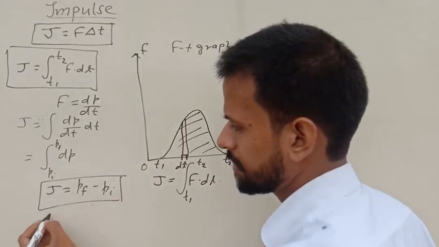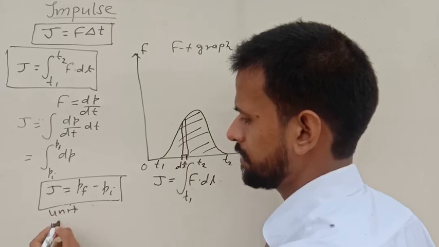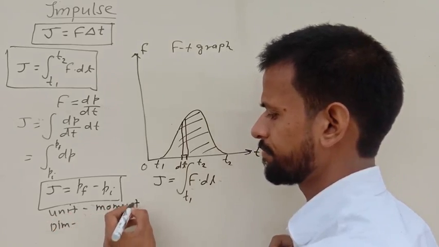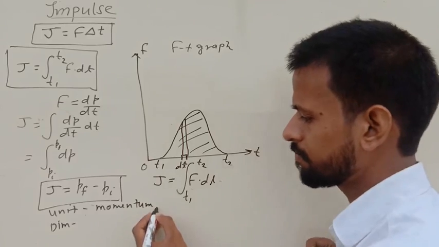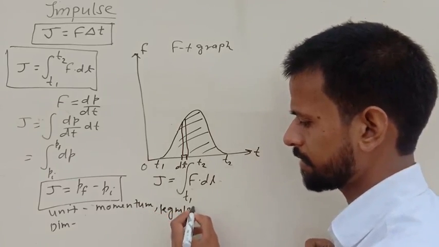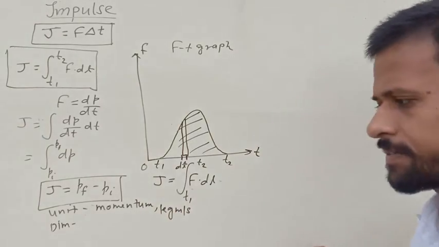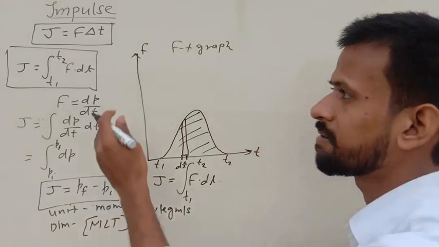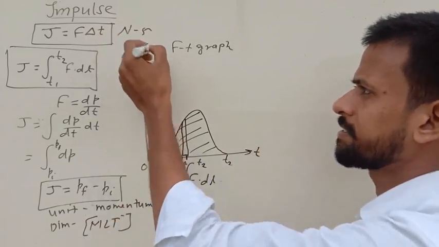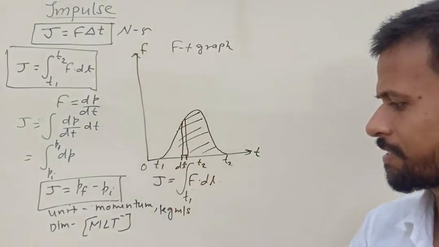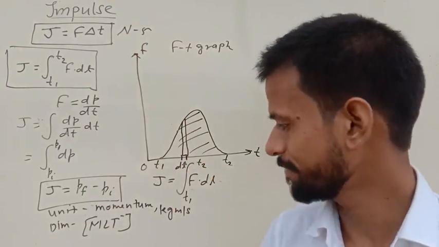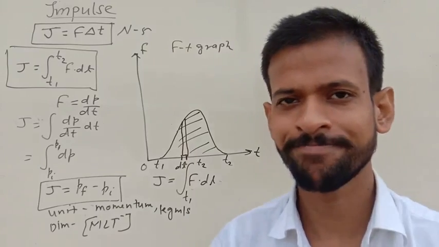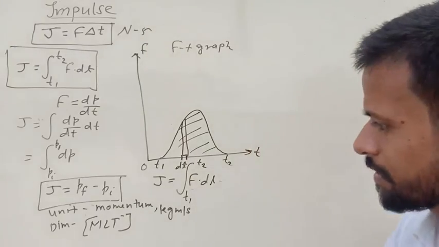So we can write now unit, dimension. So unit is same as the momentum, and unit of momentum is kilogram meter per second. Okay, mv basically. Dimension is MLT minus 1. From here we can write Newton second. So whatever you write, Newton second or kilogram meter per second, both are the same. So unit of impulse is Newton second or kilogram meter per second, or you can easily say that it is the same as the momentum. Dimension is MLT minus 1.